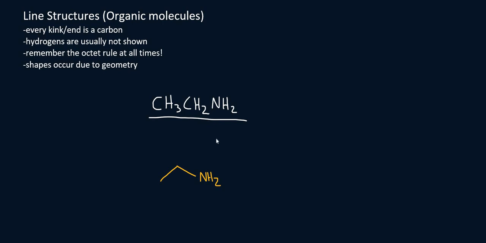So hopefully now you're a little more comfortable with line structures. Just remember where your carbons are, remember the hydrogens are implicit, which means you don't draw them, and remember the octet rule is crucial. Carbon, oxygen, and nitrogen have to obey the octet rule at all times, so make sure you aren't violating that with your line structures.